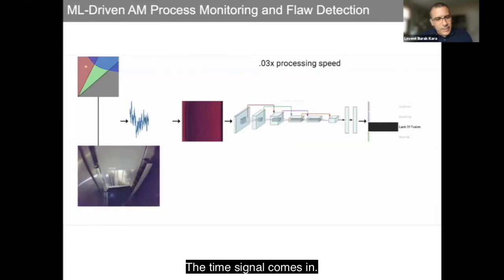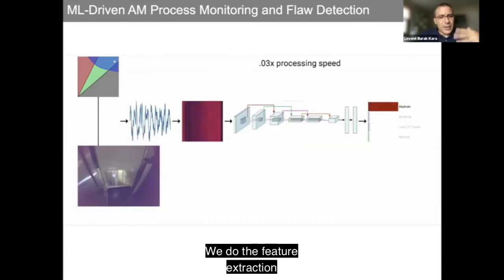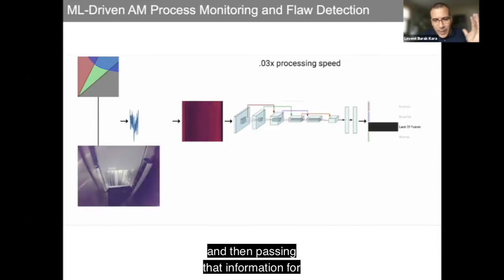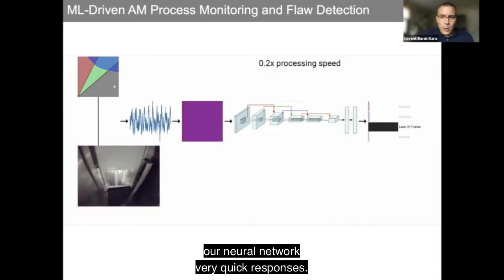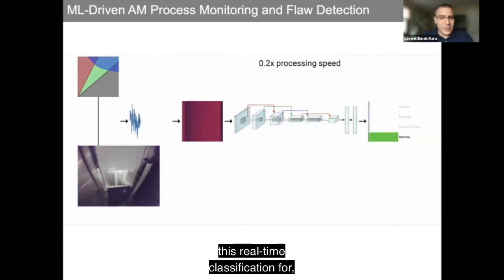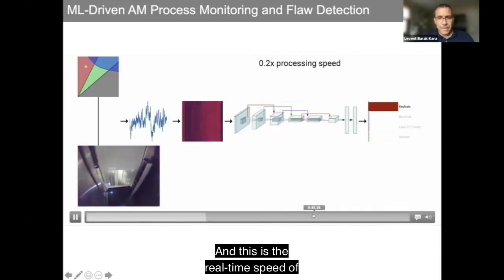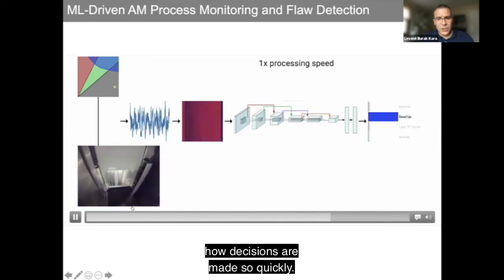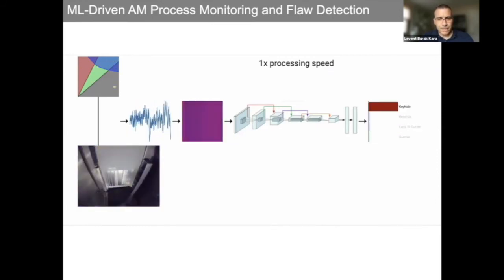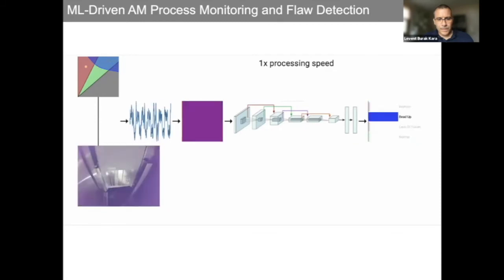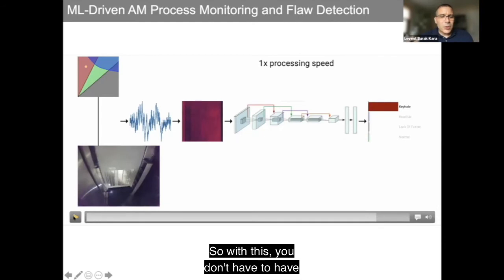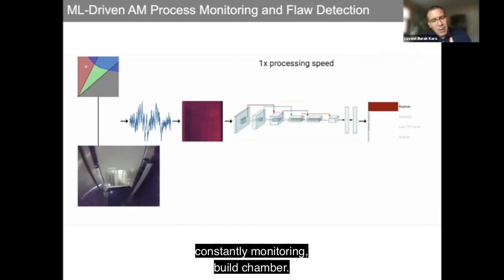The time signal comes in, we do the feature extraction, spectrogram transformation, and then pass that information through our neural network, with very quick responses. And we can actually do this real-time classification for monitoring an additive manufacturing process. And this is the real-time speed of how decisions are made so quickly. So with this, you don't have to have a human operator constantly listening and monitoring a build chamber, but you can have a machine actually help you along the way and in real time throw a flag if things are just getting out of whack, for instance.